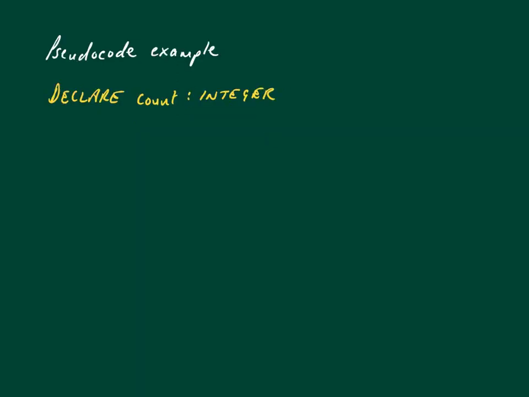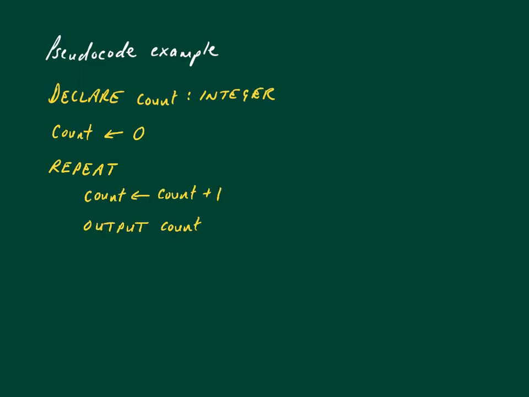So let's see how we might implement this in pseudocode. Okay, let's start by declaring a variable and setting that variable to 0. In pseudocode, for a post-condition loop, we create a repeat, and then we run the code that executes within the loop, and then we have our test at the end, and we say that we'll continually repeat until that count is equal to 10. So the code inside simply adds 1 to count and then outputs it on the screen.